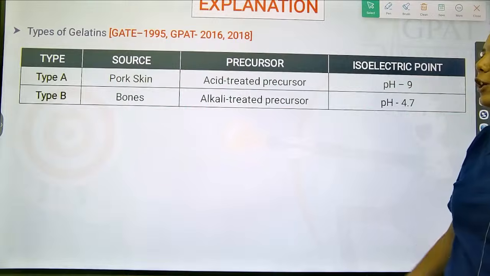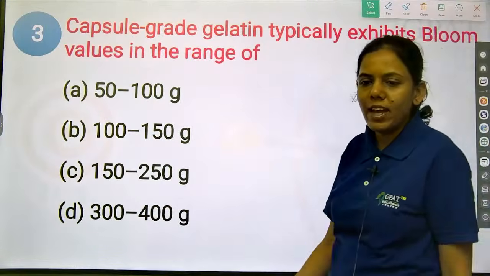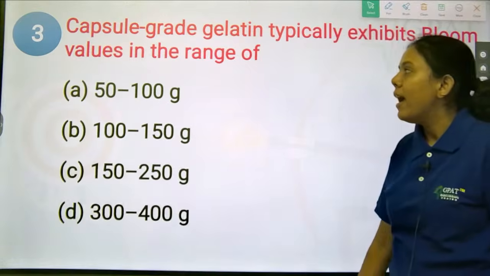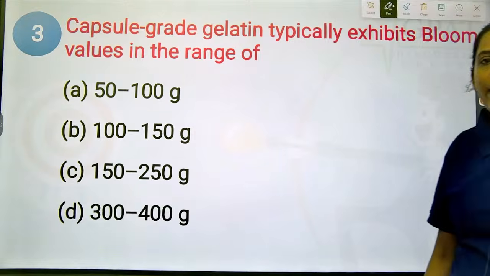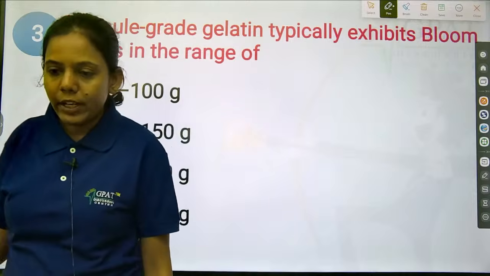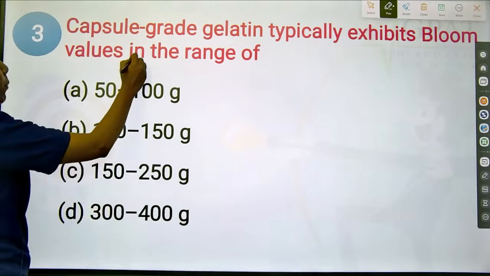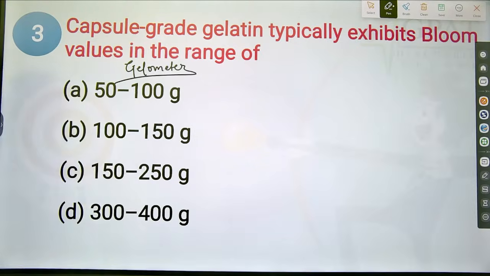The third MCQ is, so I think everybody knows the process of gelatin. We have seen so many times in the class also. The capsule grade gelatin typically exhibit Bloom values in the range of, we have seen what is the Bloom strength, how it is calculated, what is the instrument. The instrument is gelometer, right? So can you tell me what should be the ideal value? 50 to 100 gram, 100 to 150 gram, 150 to 250 or 300 to 400 grams.